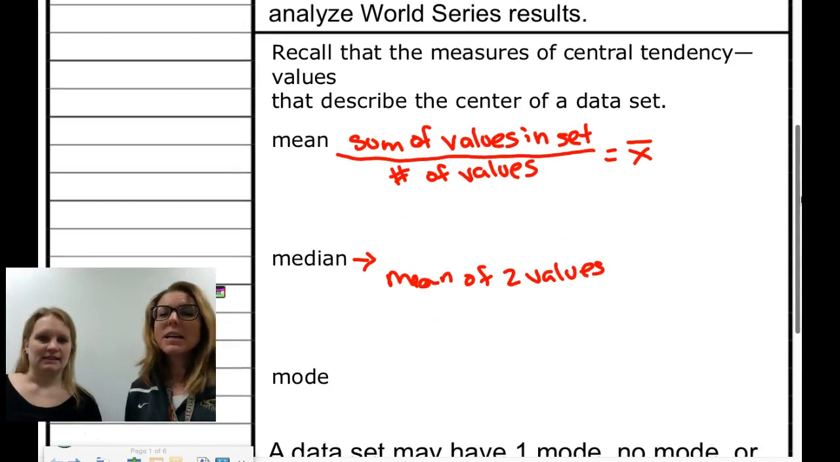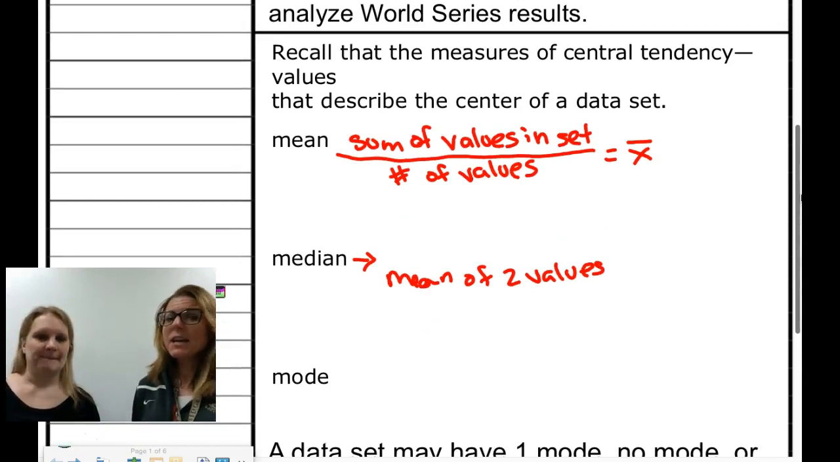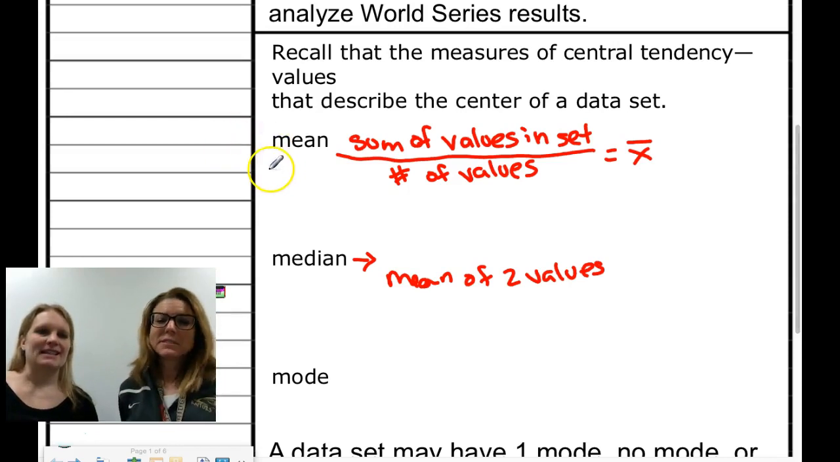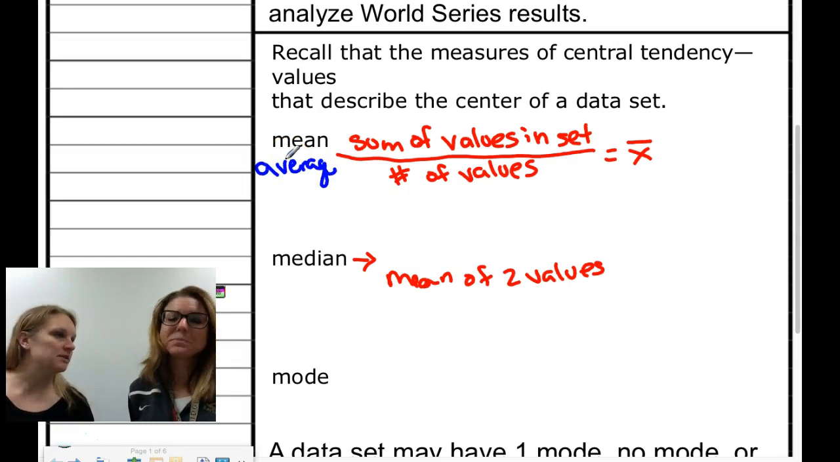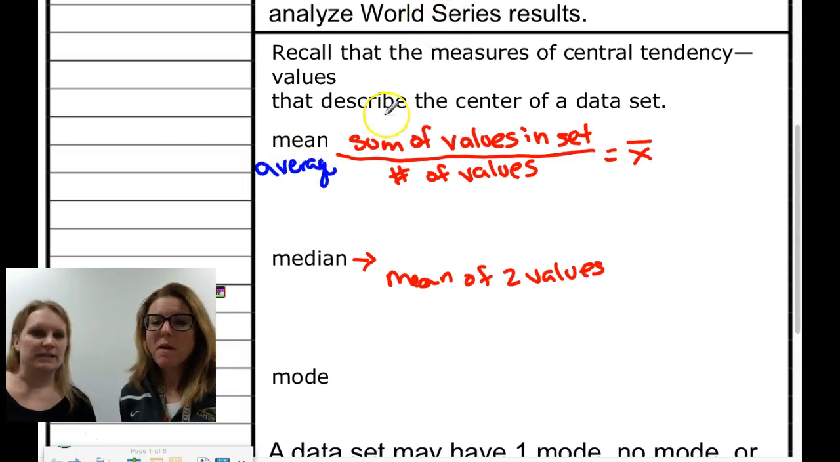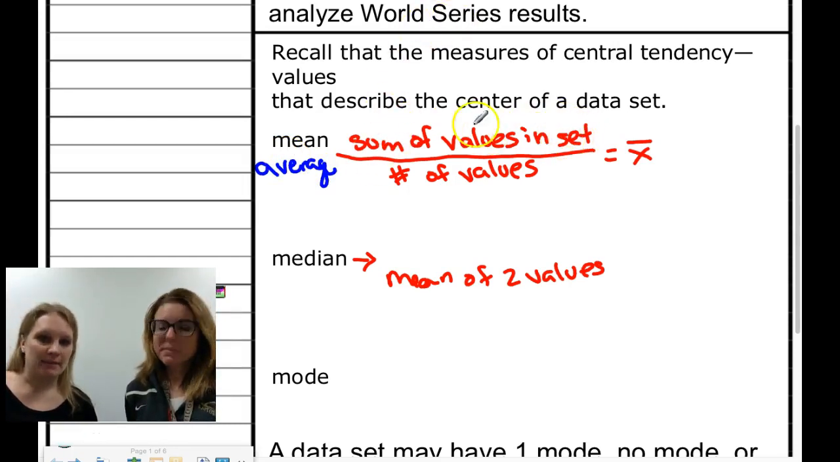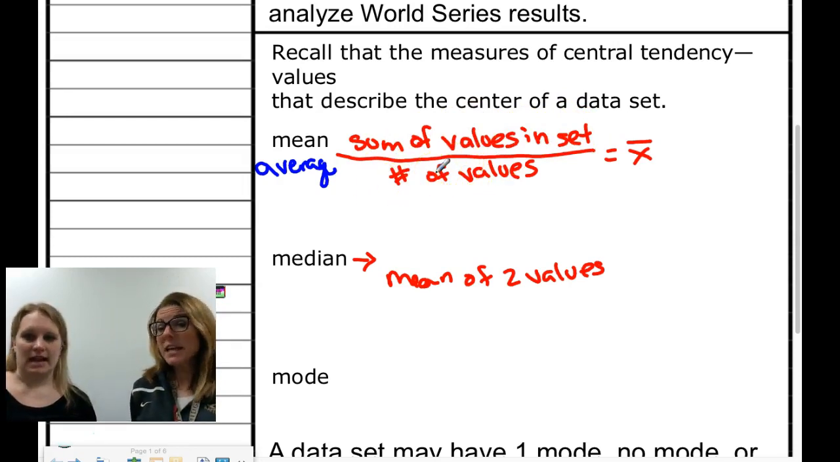Recall that the measures of central tendency are values that represent the center of a data set. So here are three terms: mean, median, and mode. Mean, Miss Boyd. Yes, the way I remember it, mean is like the average of your test scores. You take your test scores, add them all up, and divide by how many test scores there were. So we say sum of the values in a set: we add them all up and divide by how many values there were. Average. And the notation is actually x with a bar over it. That means average or mean.